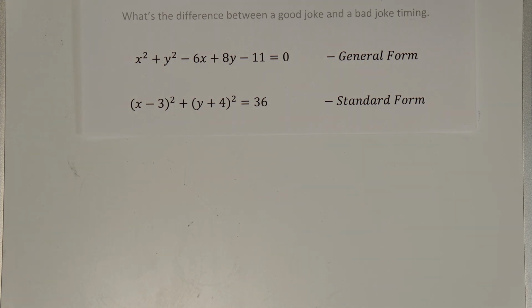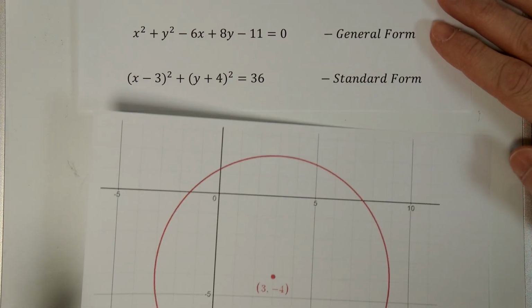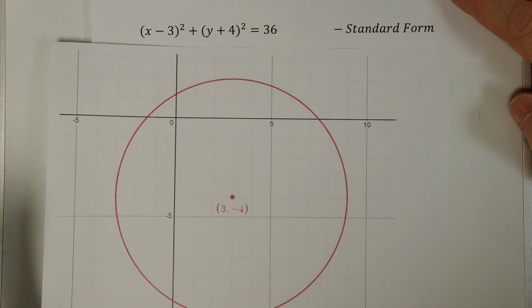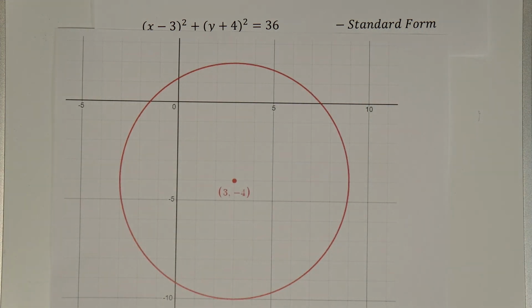This video is going to use circles to explain the importance of completing the square. So what you have in front of you is the same formula of a circle written in two different forms, general and standard. And one form is superior to the other in showing us important information like the radius and the center of the circle.